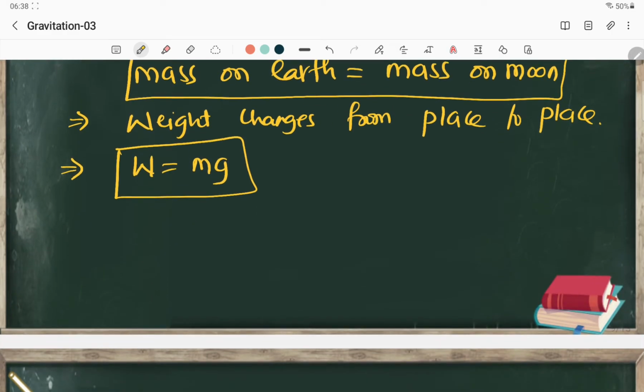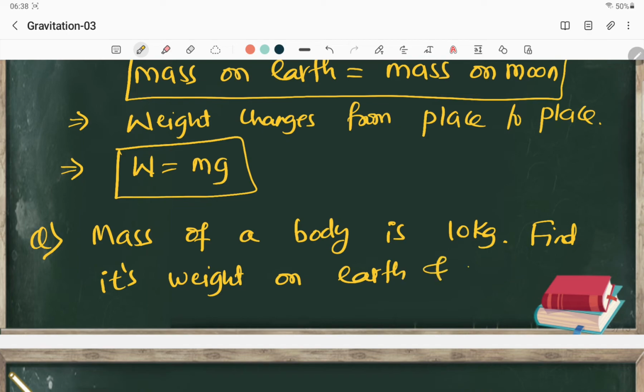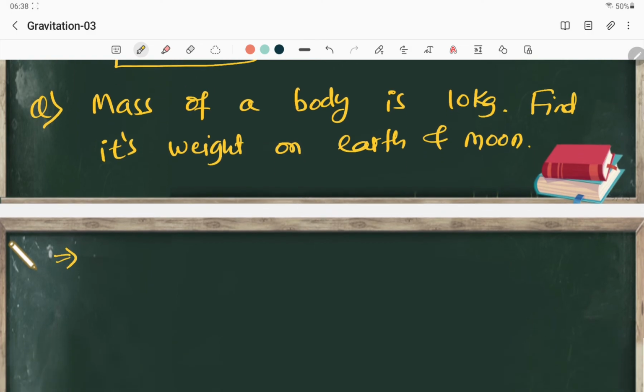Alright, so let us take a question. Mass of a body is 10 kg. Find its weight on Earth and moon, both on Earth and moon. All right, let us do that. So mass is given already. So weight on Earth, let us write it as We. The formula will be mass into acceleration due to gravity of Earth, definitely.